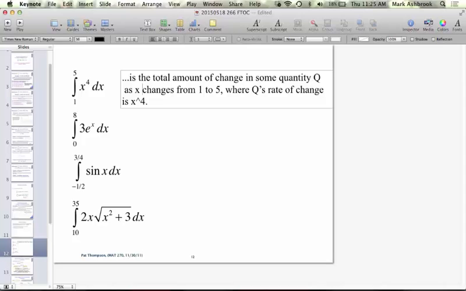So yeah, you can write this down and memorize that form, but the more important thing is that you can say it in your own words. There would be a dozen or 20 ways to formulate that in your own words, and that's the key. I just went off what he said and added a little bit. So this is the total amount of change in some quantity Q as x changes from 1 to 5, where Q's rate of change is x to the 4.